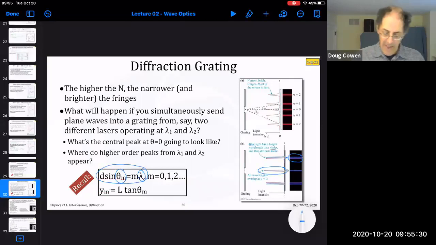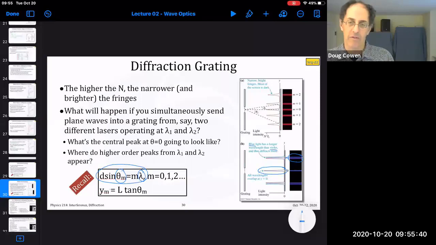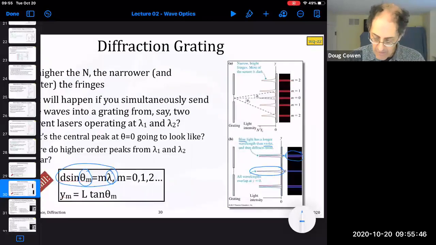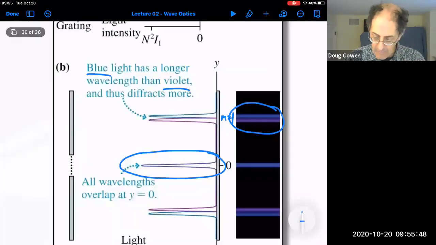So for a given m and a given d, the distance between these slits, if the wavelength has changed, you will get a different angle theta. And so that's what you see right here. So this is at one angle theta for this fringe, and this purple fringe occurs at a slightly different angle theta.